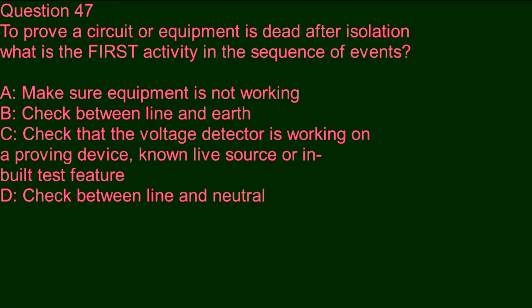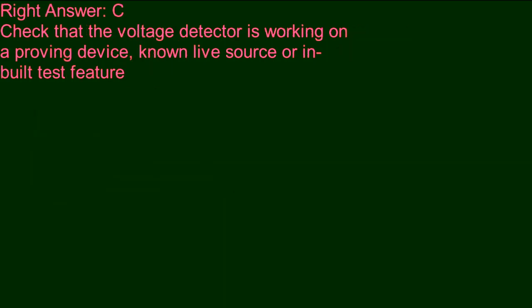Question 47. To prove a circuit or equipment is dead after isolation, what is the first activity in the sequence of events? A. Make sure equipment is not working. B. Check between line and earth. C. Check that the voltage detector is working on a proving device, known live source or in-built test feature. D. Check between line and neutral. Right answer, C. Check that the voltage detector is working on a proving device, known live source or in-built test feature.